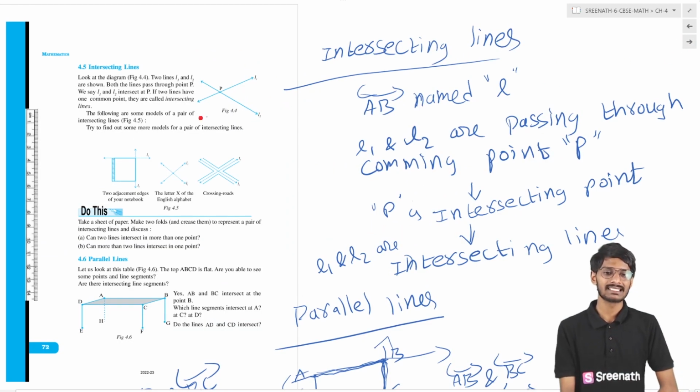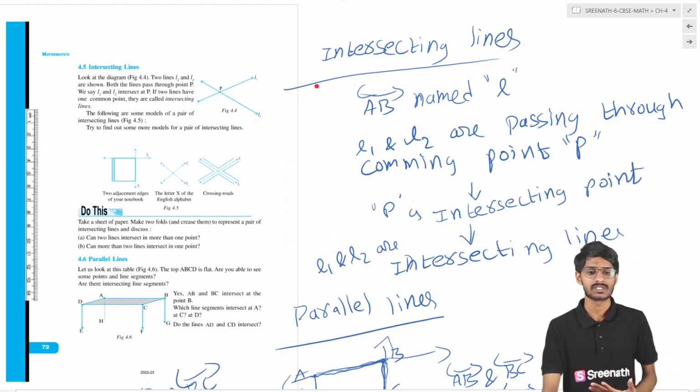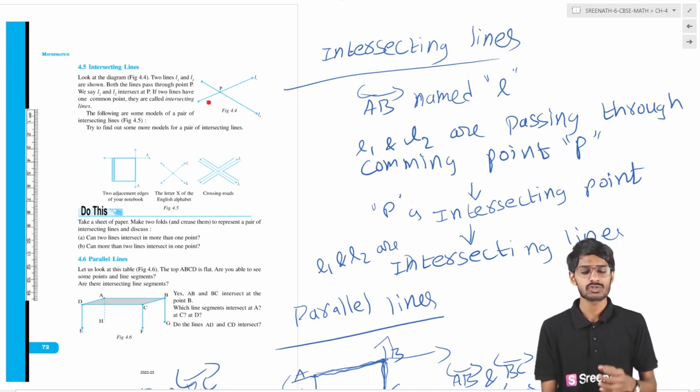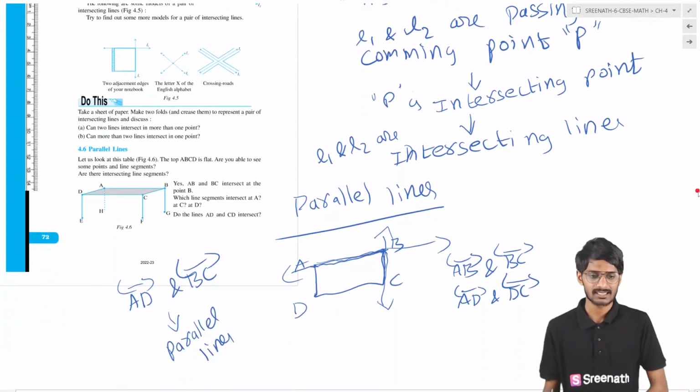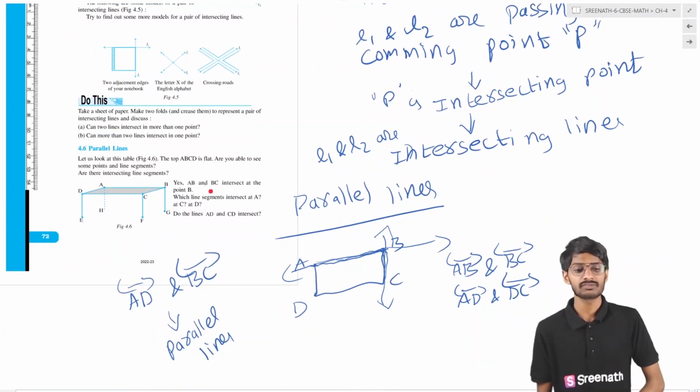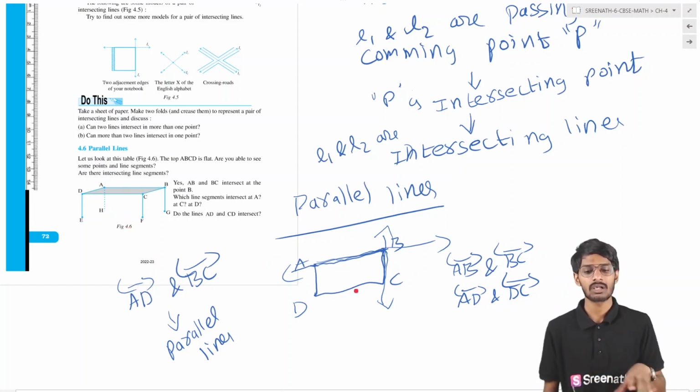So next, what are intersecting lines? What are intersecting lines, miss? So there are two lines. Suppose the two lines are passing through one common point, then we call the two lines intersecting lines. Then what about parallel lines? Suppose two lines are not intersecting at all, then we call those parallel lines, students.